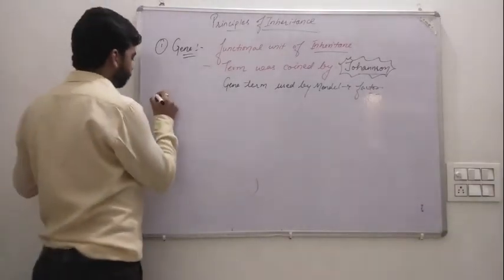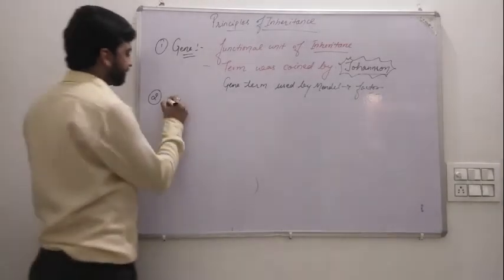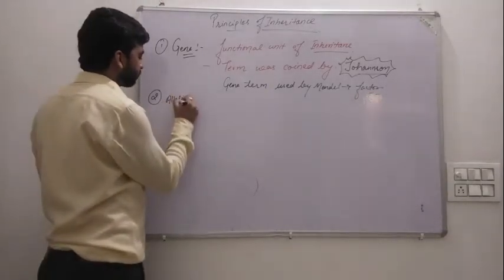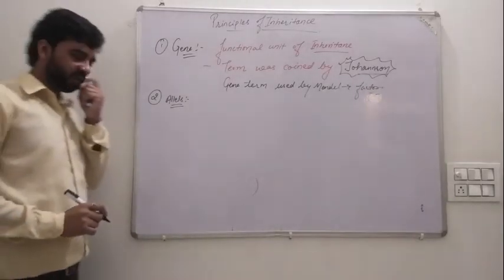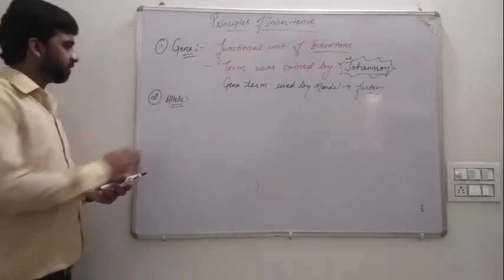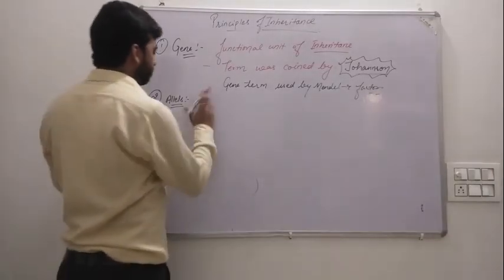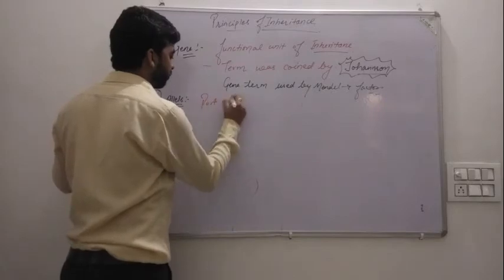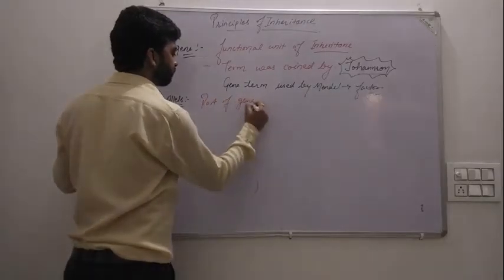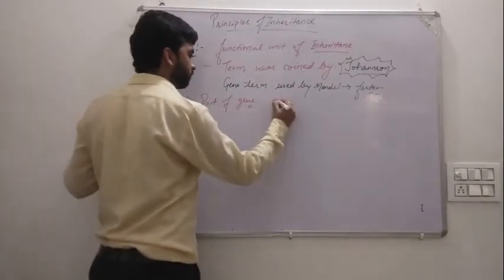Next is alleles. What is the meaning of alleles here? Sometimes we confuse the differentiation between genes and alleles here. Alleles are the part of a gene, or individual of a gene.